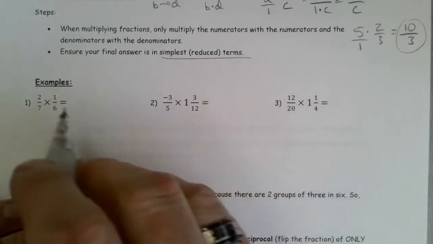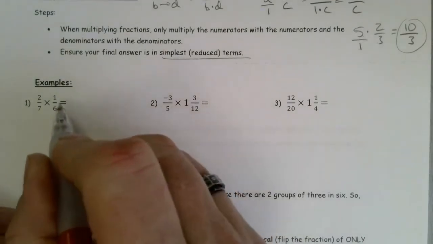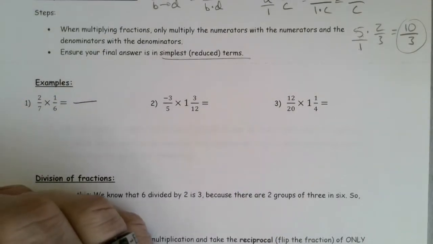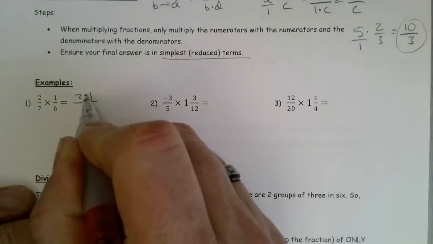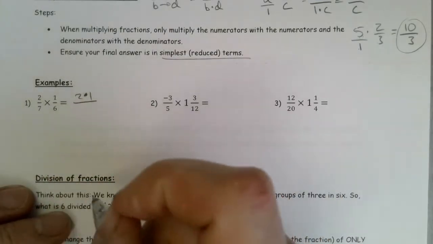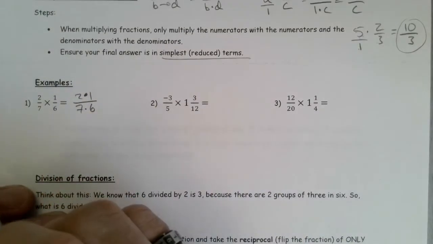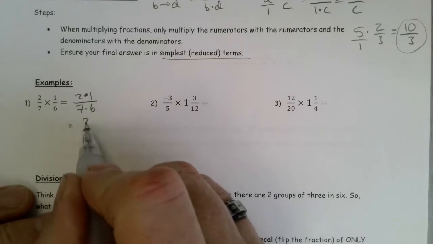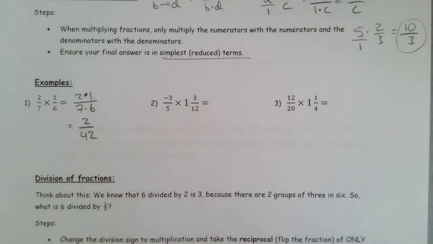In our examples here, this first one we're going to multiply 2/7 by 1/6. I'm going to draw my line across here because I know I'm going to get a fraction as a result. I'm going to have 2 multiplied by 1, I use the dot for multiplication, and then down here, 7 multiplied by 6. 2 times 1 is 2. 7 multiplied by 6 is 42. So I get 2 over 42.